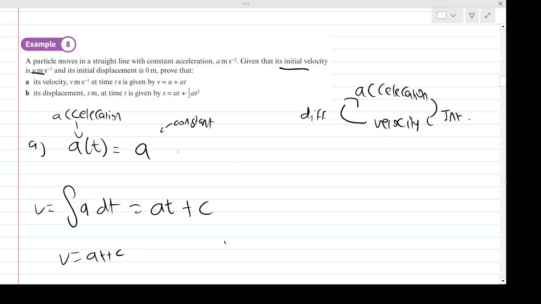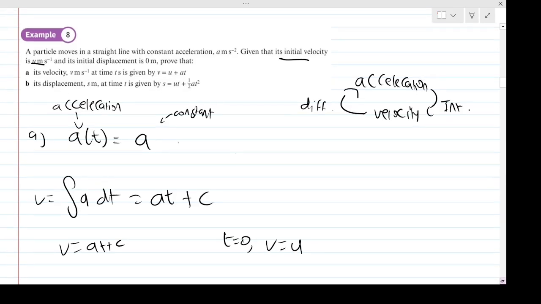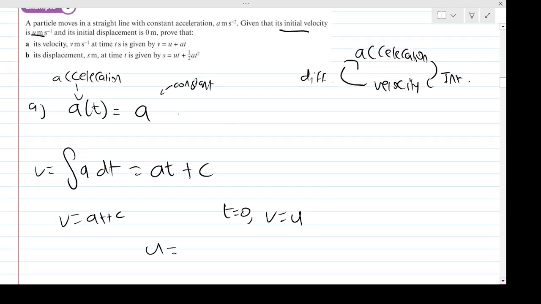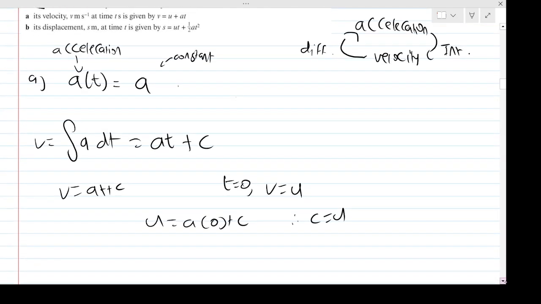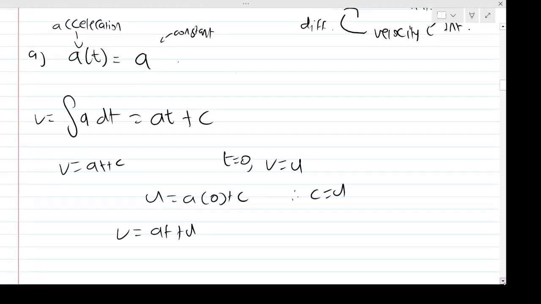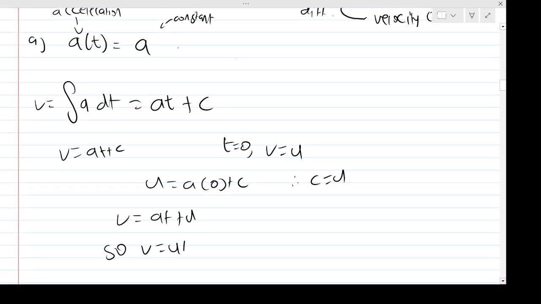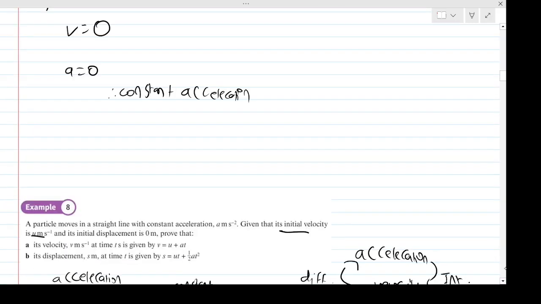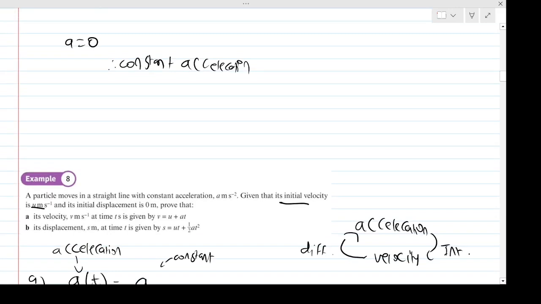Well, actually, what we're given is that the initial velocity is u. So that means when t is 0, initially, the velocity is u. So if we sub that in, that means u is equal to a of 0 plus c. Therefore, c is u. And so therefore, by substituting c into here, v is at plus u. And if we rearrange that ever so slightly, we get v is u plus at. There we are. So that's the idea. We can integrate or differentiate to get from one thing to another, and then we can get these formulas.